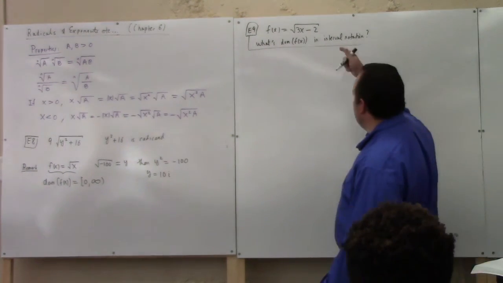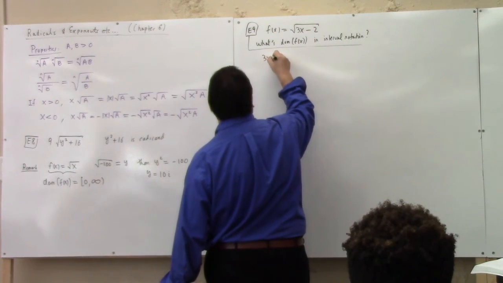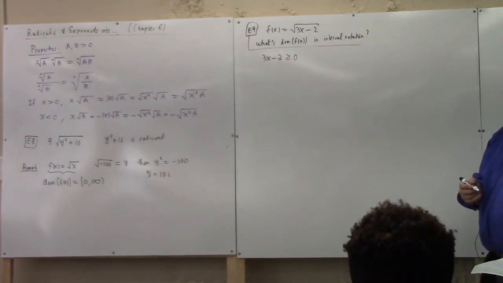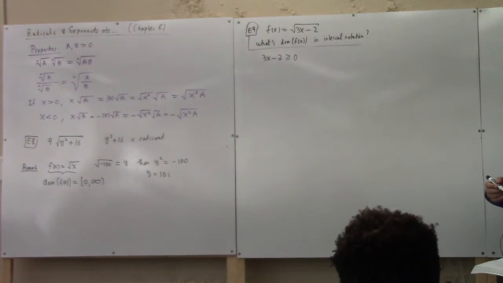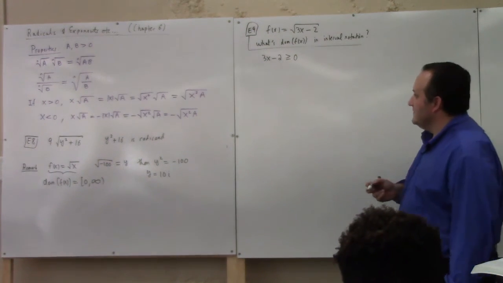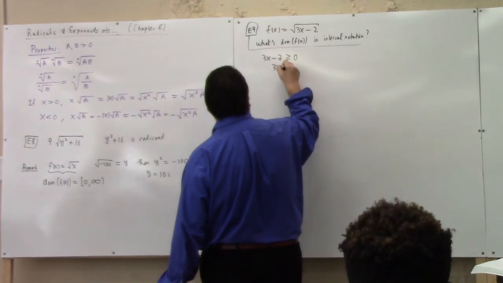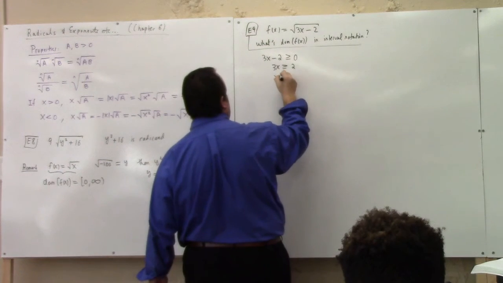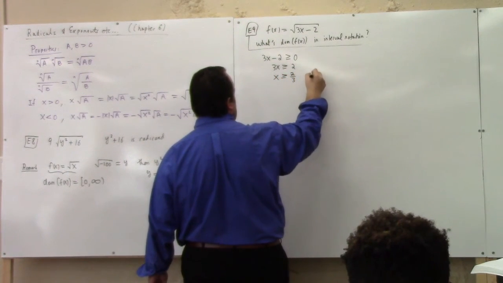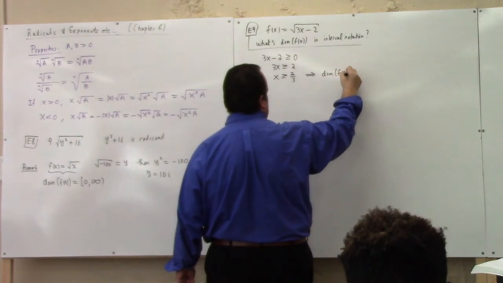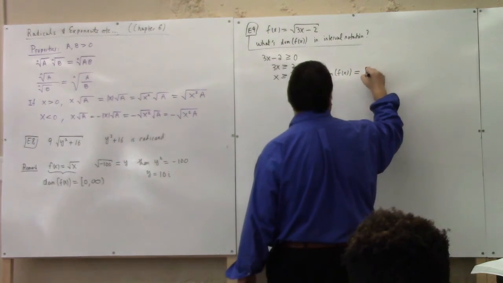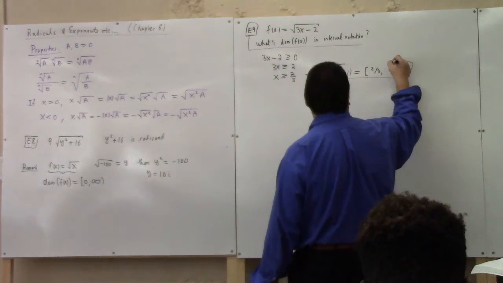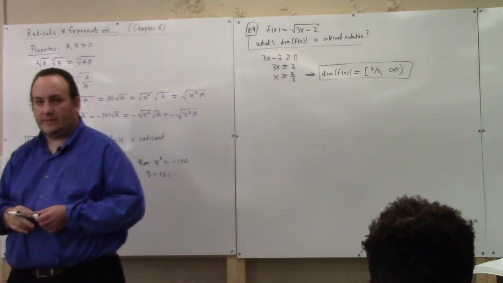So what we need is the input, the radicand, to be non-negative. We need 3x minus 2 to be greater than or equal to 0. This should give you a certain sense of nostalgia for week 2 in the course. This is 3x greater than or equal to 2, and dividing by 3, I get x greater than or equal to 2/3, which tells me that the domain of f of x here is 2/3 all the way out to infinity. Okay.